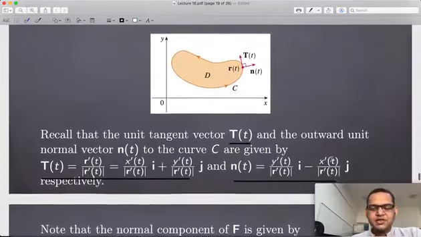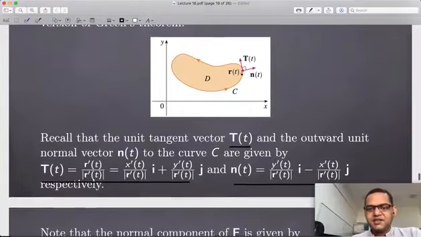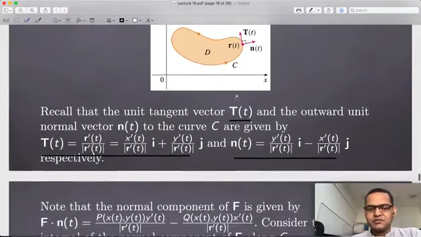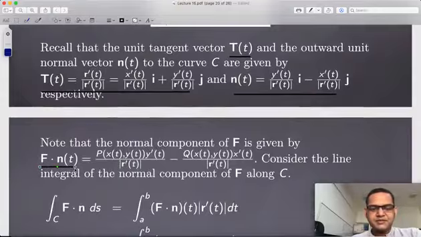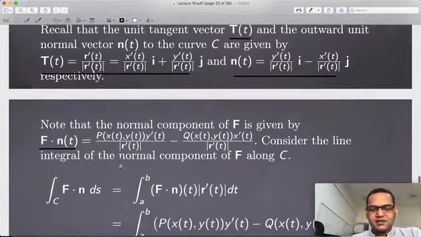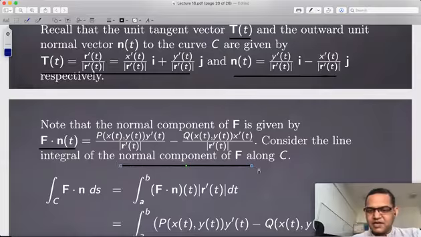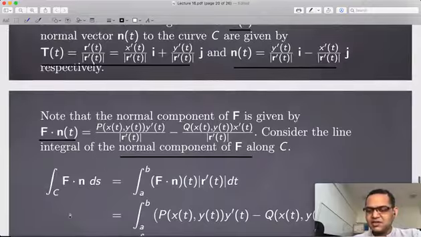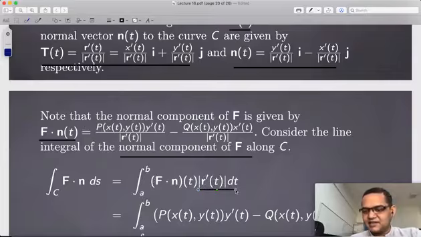Okay, so if I'm interested in computing the line integral in the direction of the unit outward normal, then you first have to compute this, and if you do that, you are going to get this. Okay, this is just the dot product of two vectors, isn't it? So the line integral of the normal component of f along the simple closed curve C is denoted like this, and this is f dot n, and then this is going to be the arc length component, isn't it?